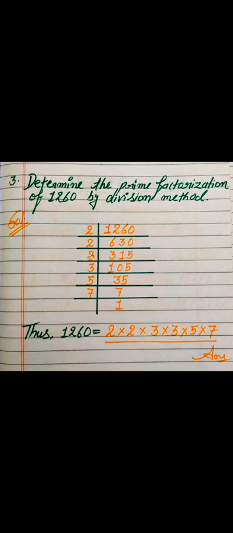Then we know this 630 is also divisible by 2 as its last digit is 0. Then again we will divide this by 2, and we will get 315 as a quotient. We will write this quotient over here. Now this quotient 315 has its last digit 5. That means it is not divisible by 2.